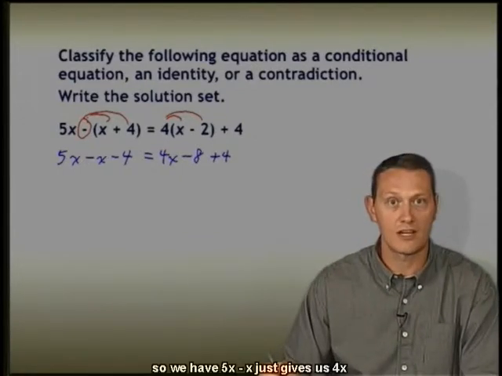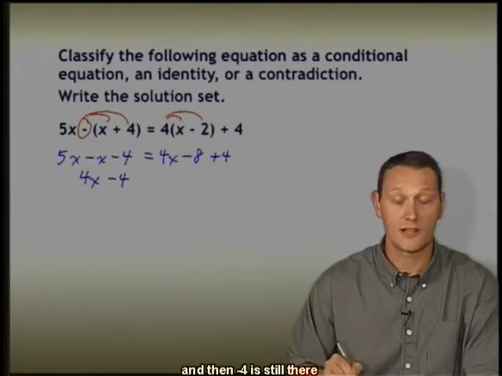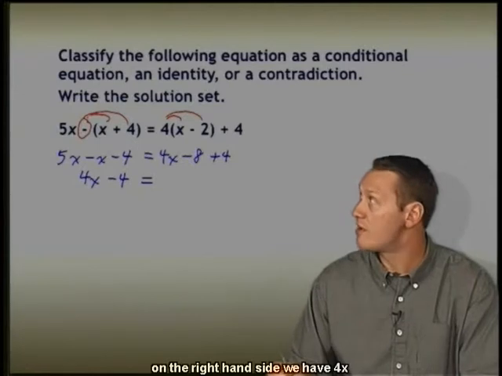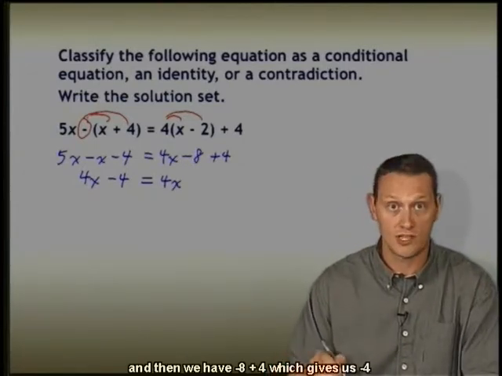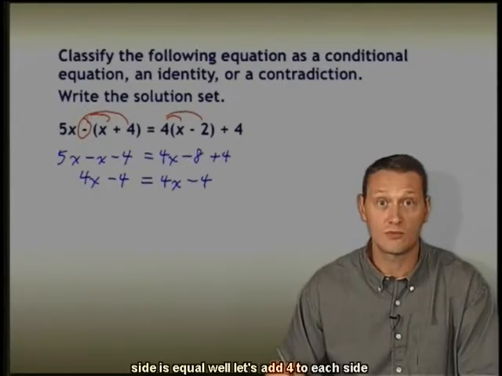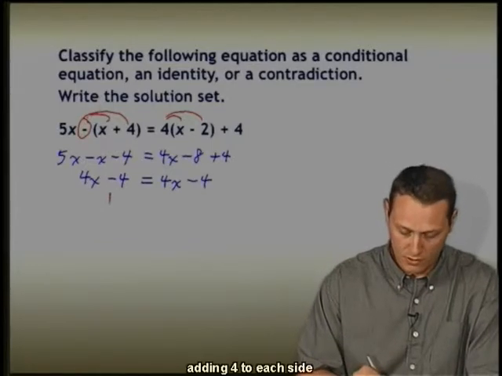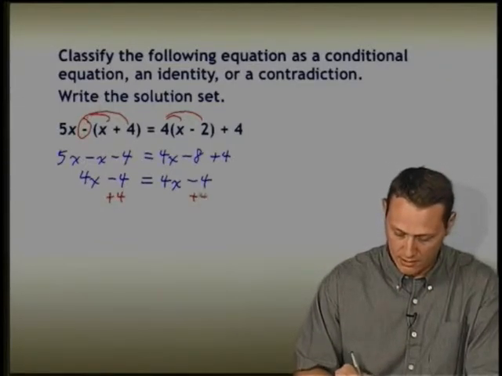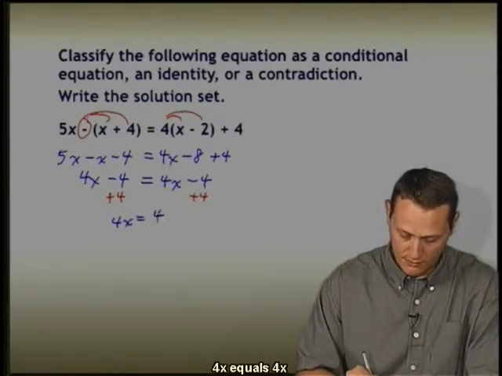So we have 5x minus x just gives us 4x, and then minus 4 is still there. On the right-hand side, we have 4x, and then we have negative 8 plus 4, which gives us negative 4. Ooh, look what's happening here. Each side is equal. Well, let's add 4 to each side and see what happens. Adding 4 to each side gives us just 4x equals 4x.